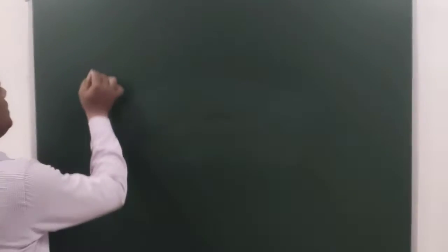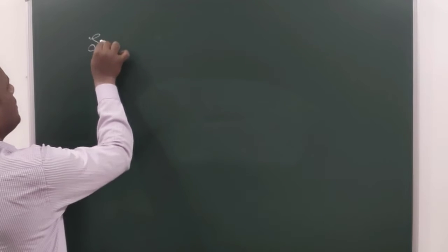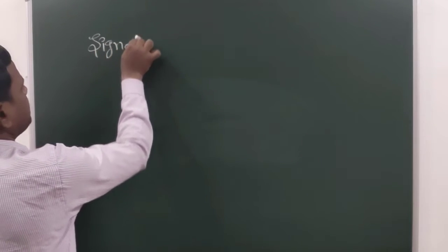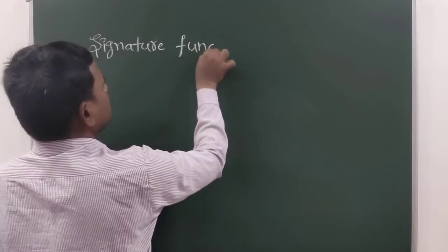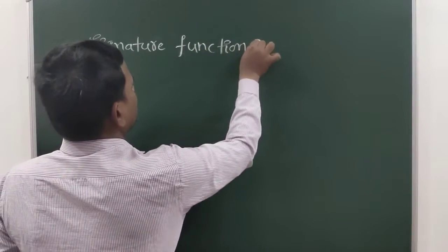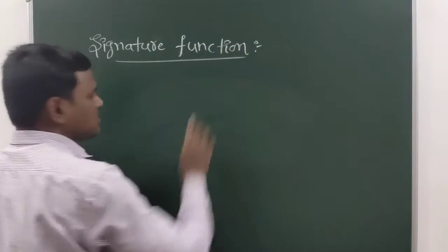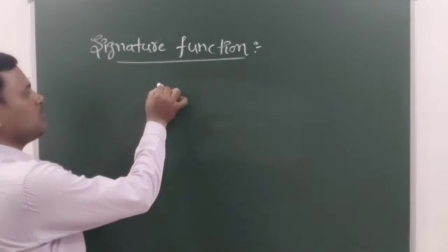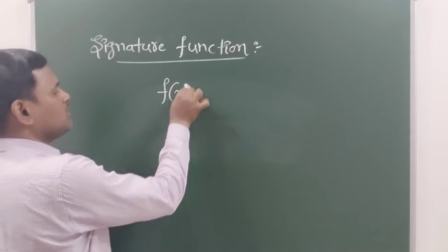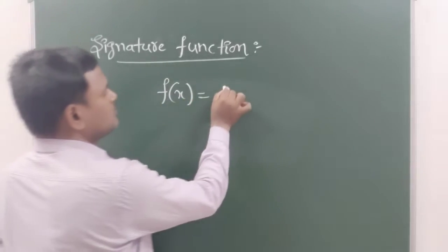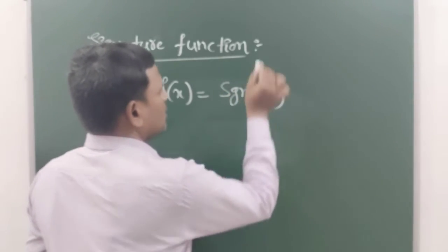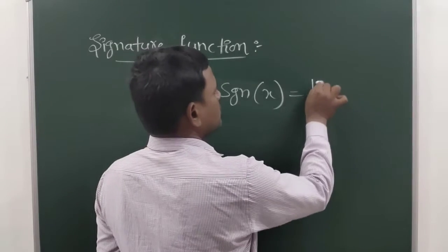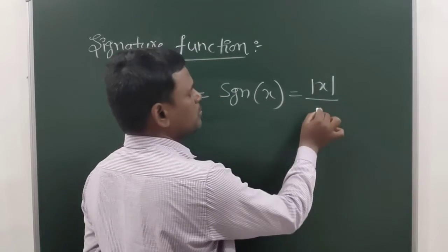So the first one is the signum function. See the definition of the signum function. f of x is equal to signum of x. Otherwise, we represent it like this: mod x by x.